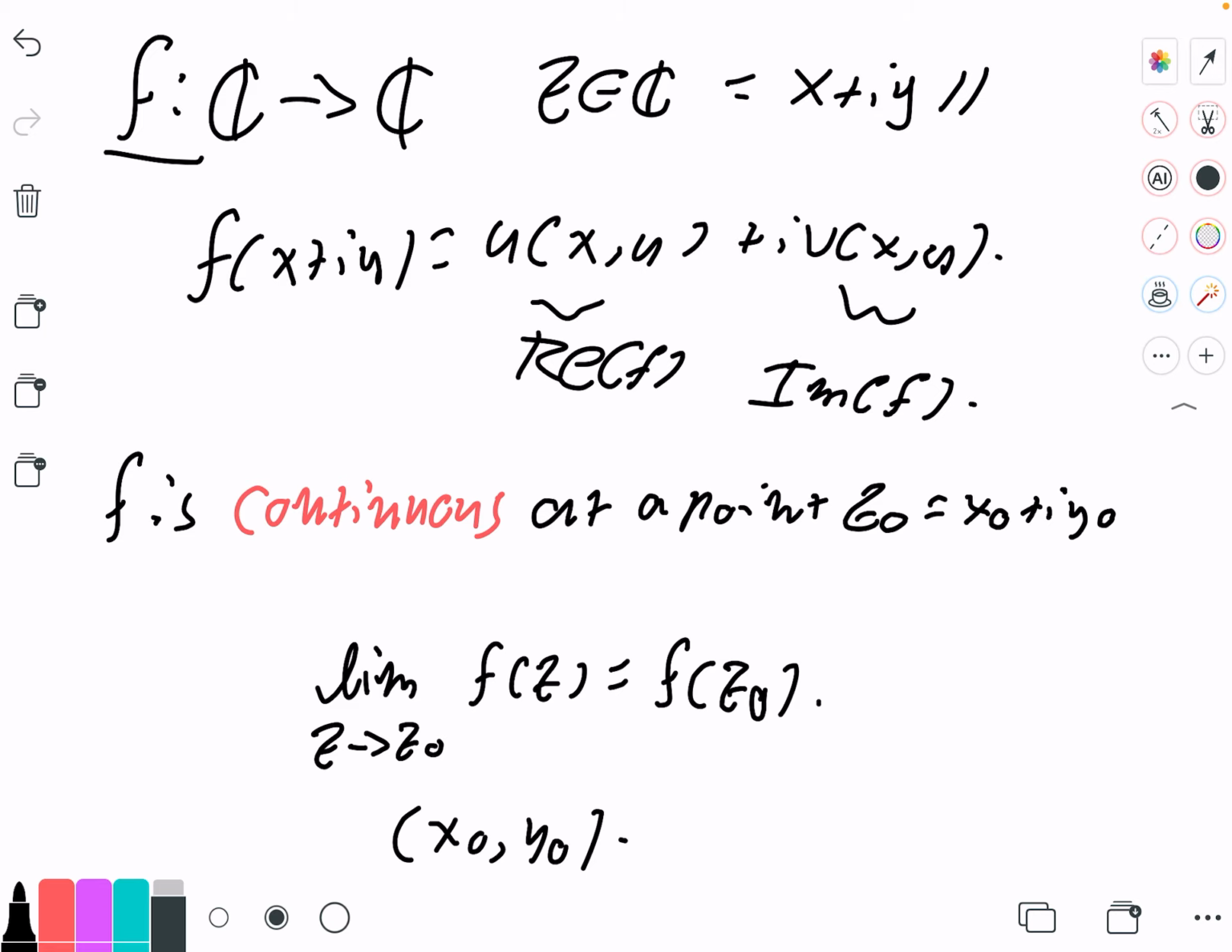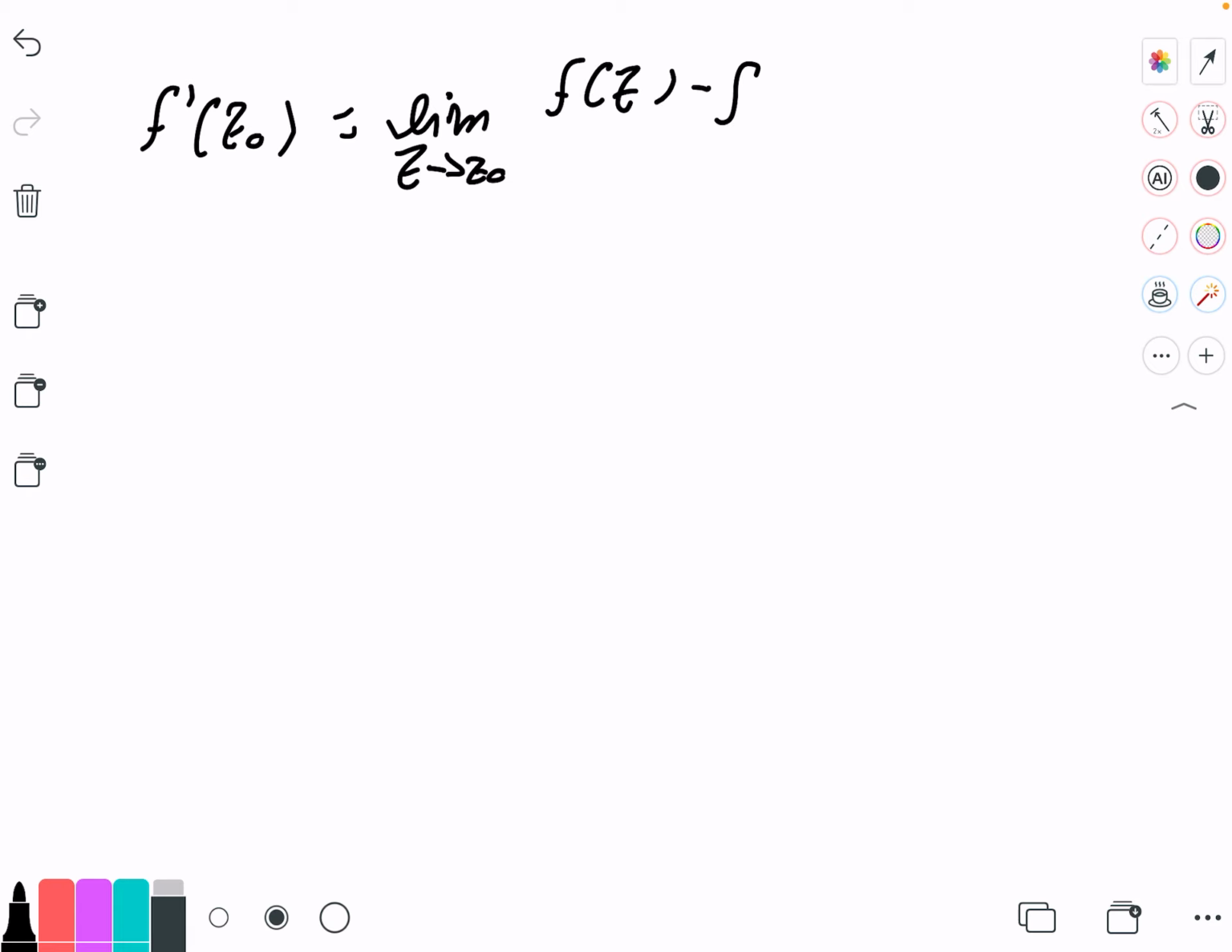Similarly, we have the derivative, which is almost the same as it is for real functions. We have f prime of z0 is just the limit as z approaches z0 of f of z minus f of z0 over z minus z0.